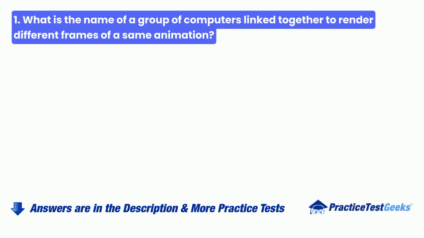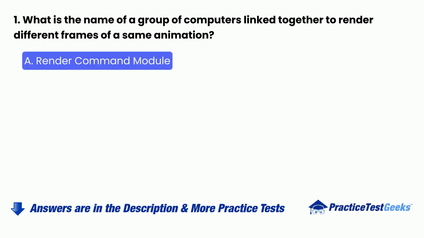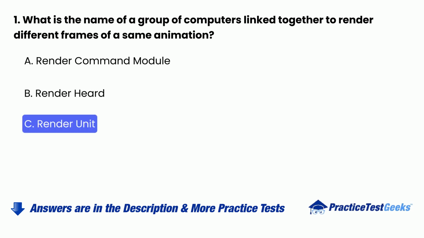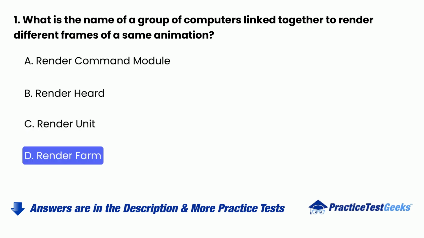What is the name of a group of computers linked together to render different frames of a same animation? A. Render command module. B. Render herd. C. Render unit. D. Render farm.